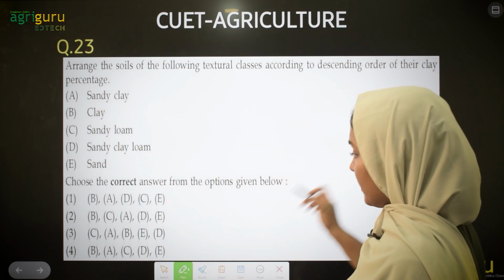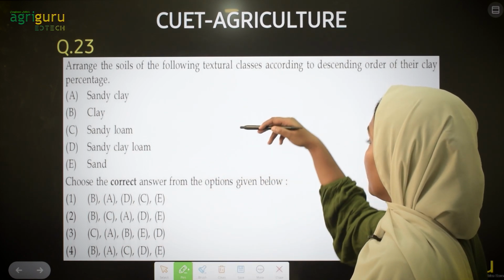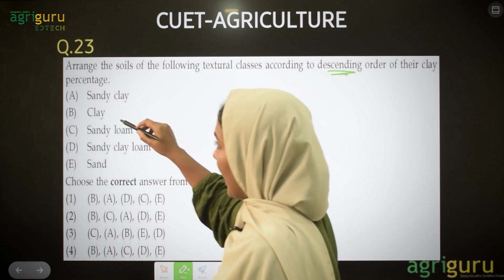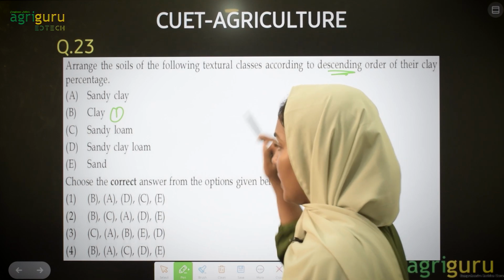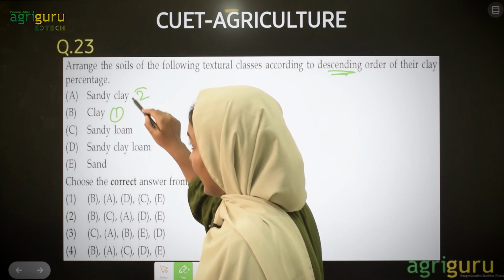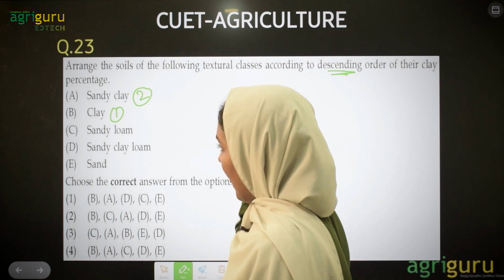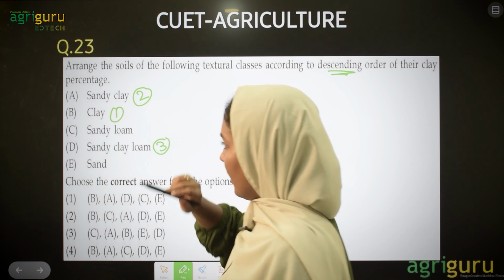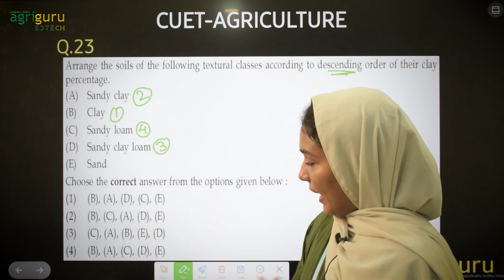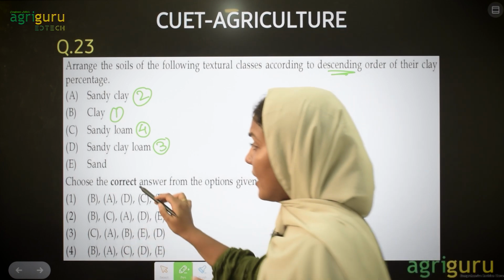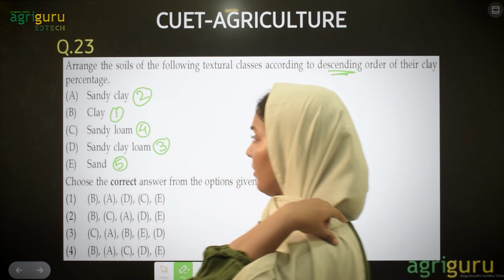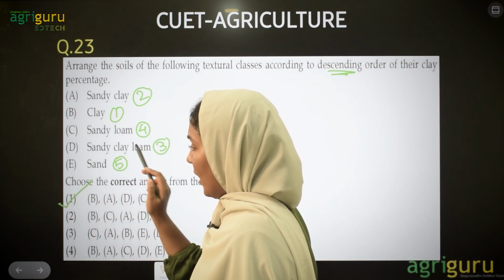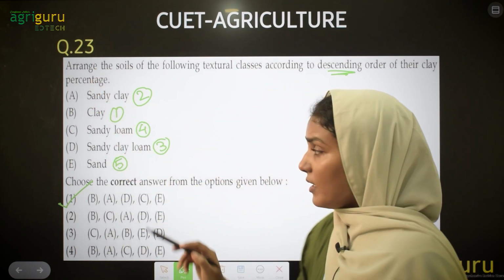That is, we have to arrange the given textural classes of soil into decreasing order, having the maximum clay percentage as the first one. Clay soil will be having maximum clay percentage, and the next one, sandy clay, will be having the next highest. Next, sandy clay loam, and sandy loam will be having the nearest clay percentage, and the least clay percentage is found in sandy soil. The option corresponding to this is option number 1. For question 23, the answer is option 1.